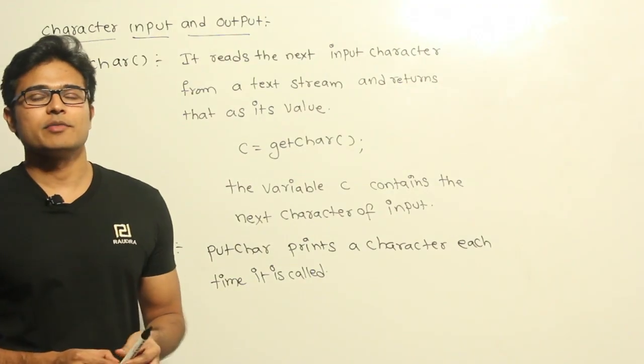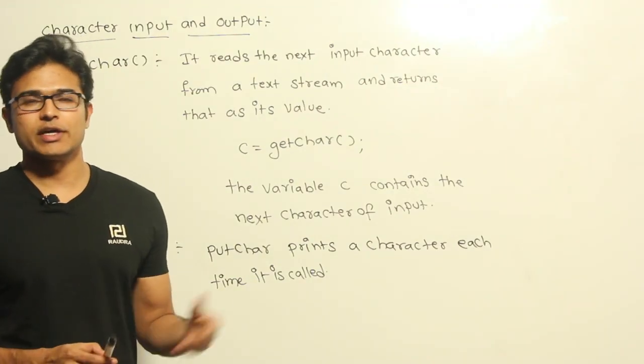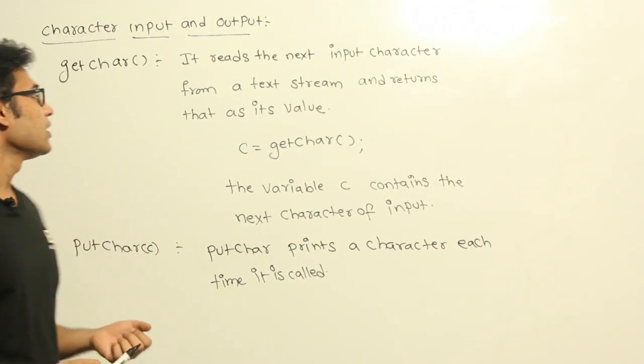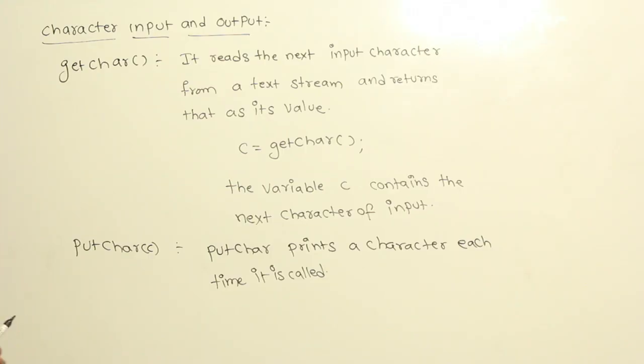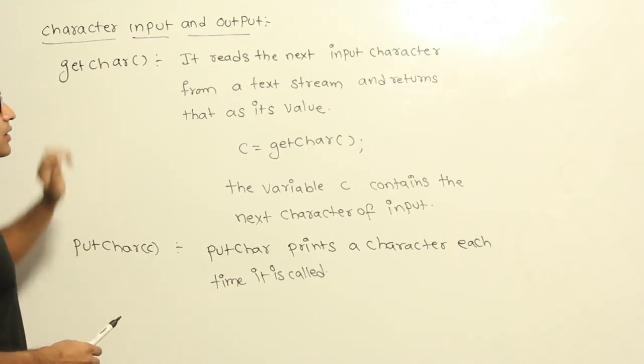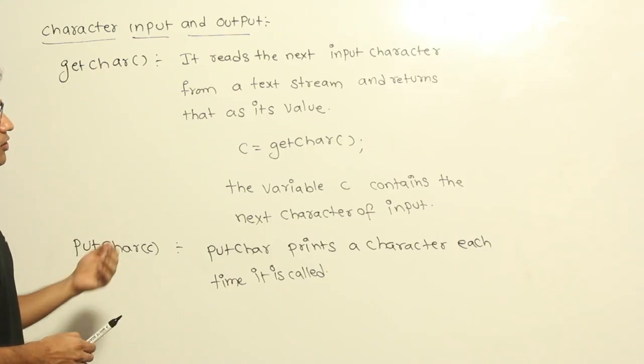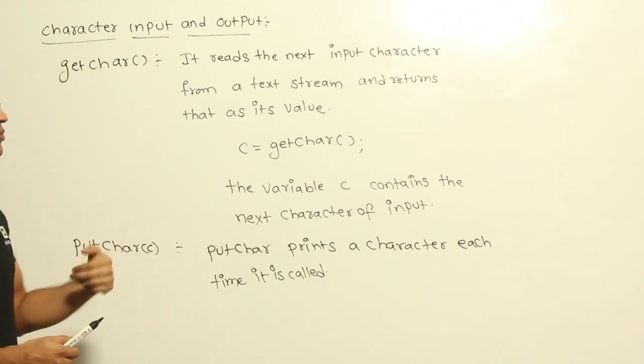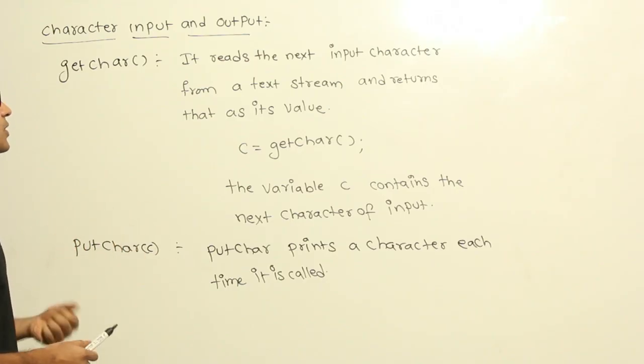Now let's see some of the library functions which are used to read a character and print a character. Now, character input and output. Okay, now see this getchar. getchar is a library function which will be used to get an input character from a stream.